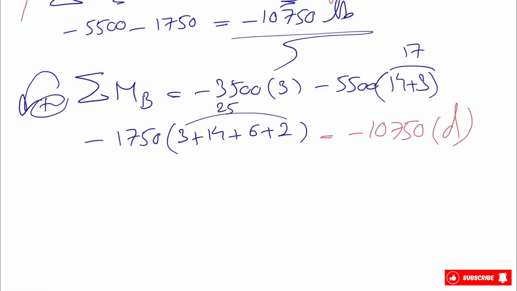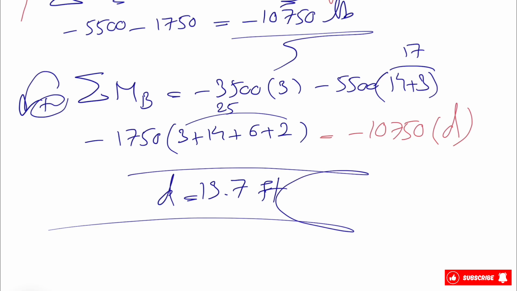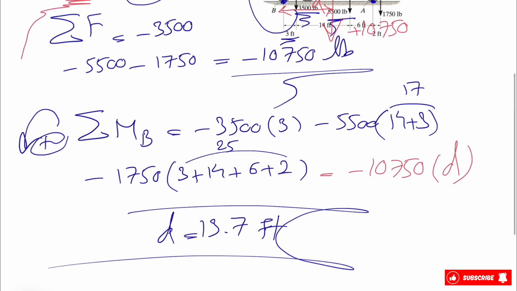The rest of this is pretty easy because we have everything on the other side of the equation, and the only unknown will be D. If we calculate this, we'll get 13.7 feet. This is the location, and we found the magnitude in the previous part. And that would be all for this question.